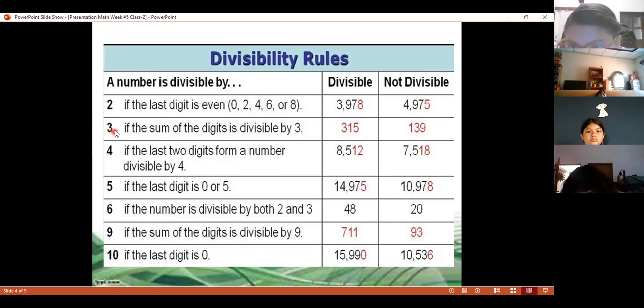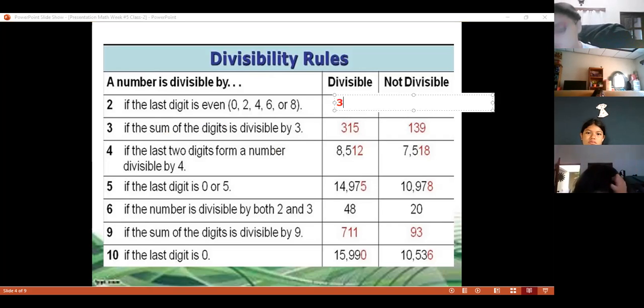A number is divisible by 3 if the sum of the digits is divisible by 3. So if you add, for example, 315, what happens if you add these digits? What are the digits? 3 plus 1 plus 5. What is the answer of this addition, class? 3 plus 1 plus 5.